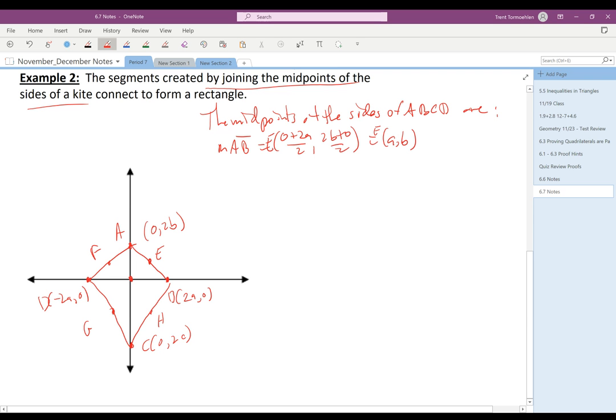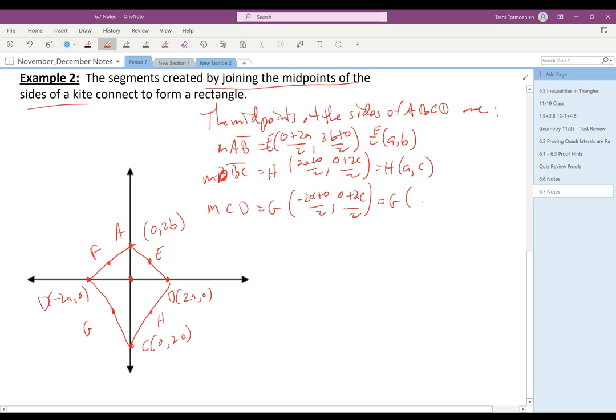That's what E is. The midpoint of BC, I made it as H. And so it's going to be 2A plus 0 over 2, and then 0 plus 2C over 2. And that's going to be A comma C. And the midpoint of CD is going to equal G. And it's going to be negative 2A plus 0 over 2 and 0 plus 2C over 2. And that is going to be negative A comma C.